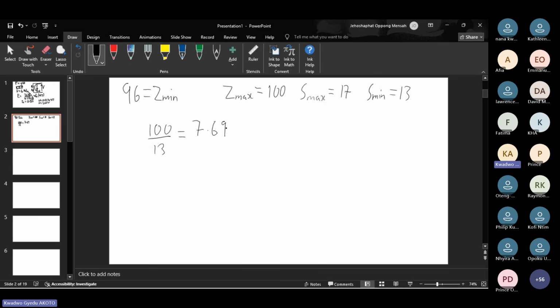7.69. So this is our maximum, right? So if it's our maximum, it means we can't go beyond 7.69, right? So we are going to take our maximum number of conductors per slot, knowing that we can't go beyond 7.69, and also knowing that our number of conductors per slot must be even. We are going to choose 6 as our maximum number of conductors per slot.